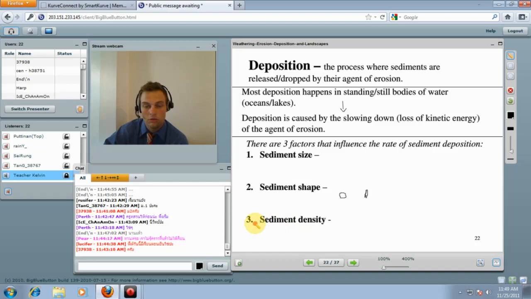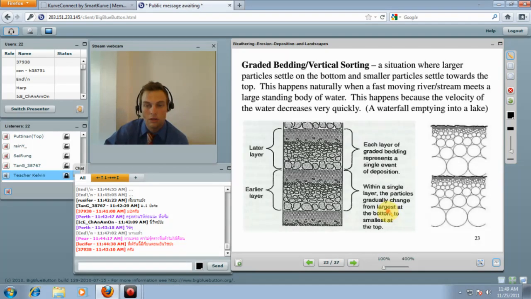Okay, so density we just talked about. If something's heavier, it's going to drop out faster. Okay, so this part's very important: graded bedding versus vertical sorting. Larger particles settle on the bottom and smaller particles settle towards the top. This happens naturally when a fast-moving river meets a large standing body of water.